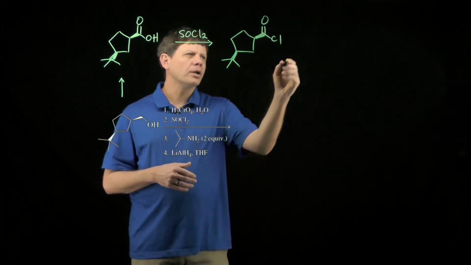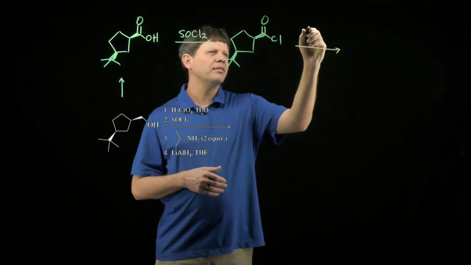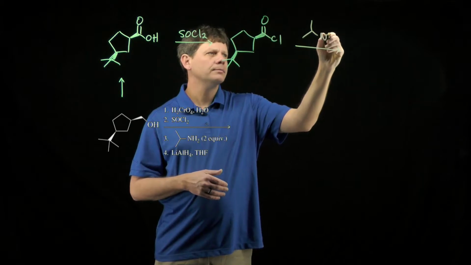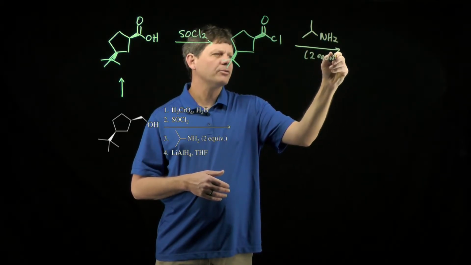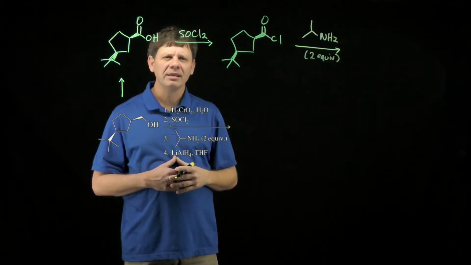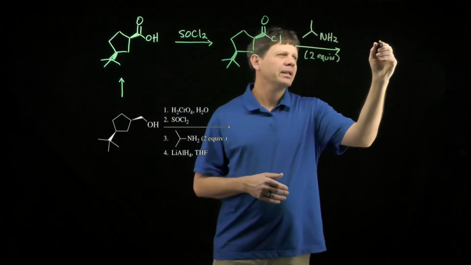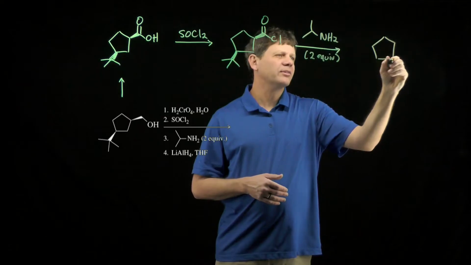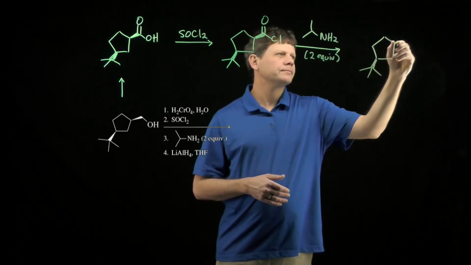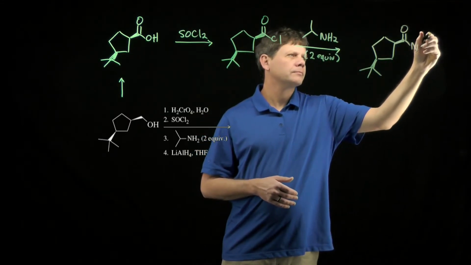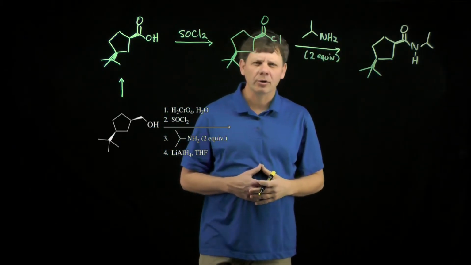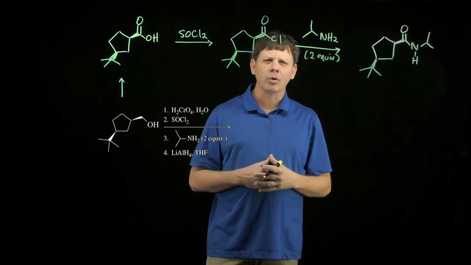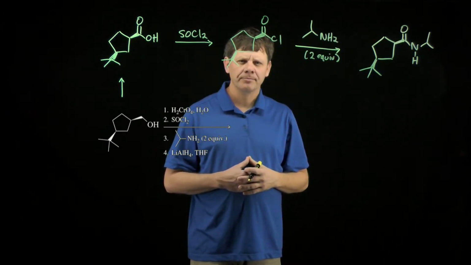At this point, we're going to react the acid chloride with the isopropylamine. Note that we have two equivalents here. One of them is going to simply serve as the base. The result of this reaction is going to be this amide, where the second equivalent is going to grab the proton that forms in the process of making this.